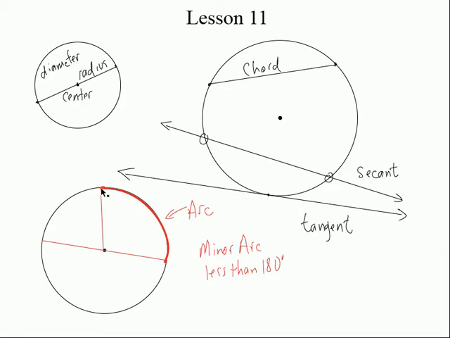This arc just goes from here to here. That's less than 180, isn't it? It's less than halfway around. We call that a minor arc.